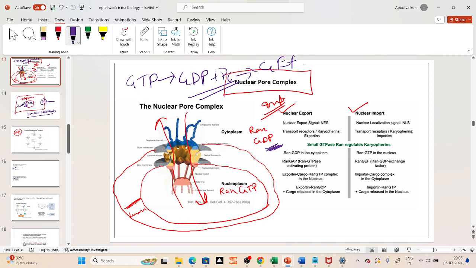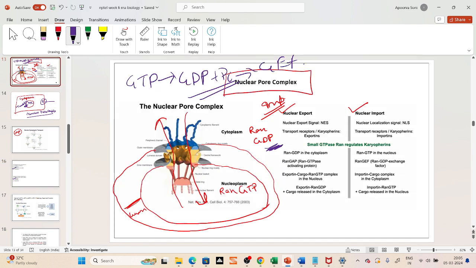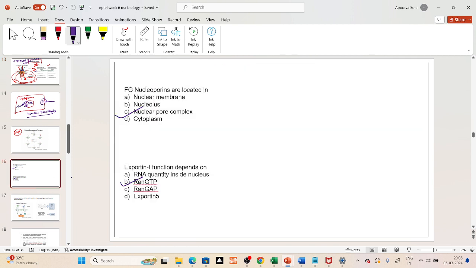So Ran GAP is written over here, but this is just to show the points. The context in which we are talking in this question is entirely different. Here we're talking about the exporting function. So exporting function depends on Ran GTP, whereas Ran GAP is responsible for conversion of GTP into GDP. Just the mere presence of that point doesn't mean that the answer would be this. C. Is it clear?